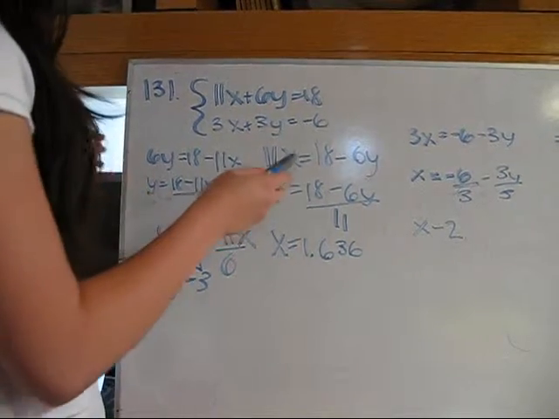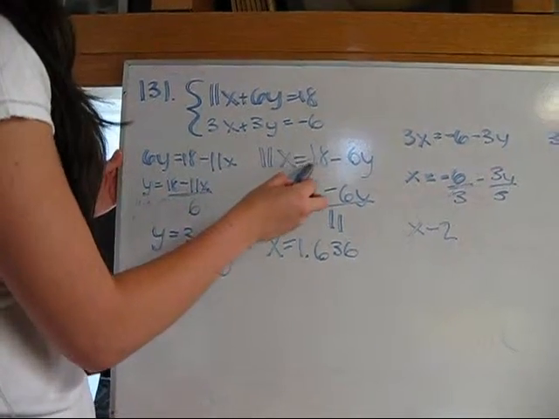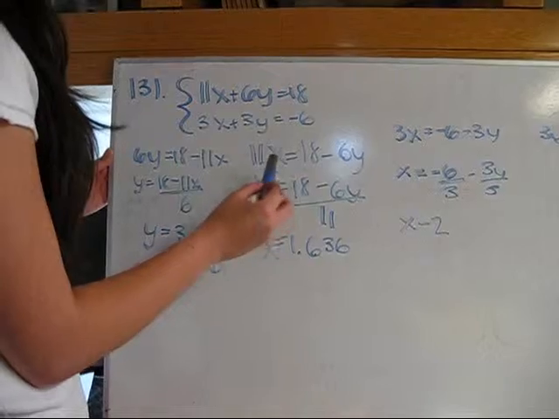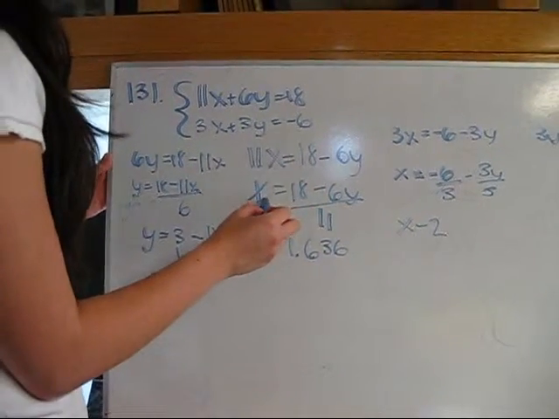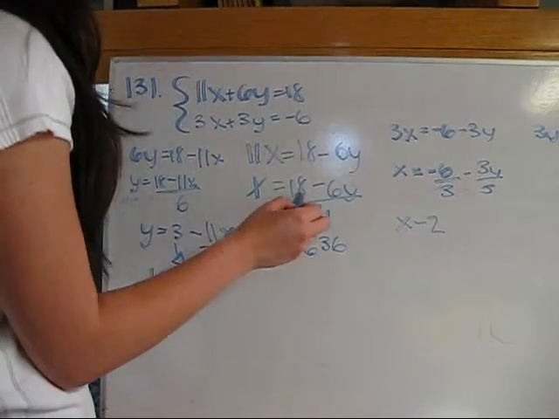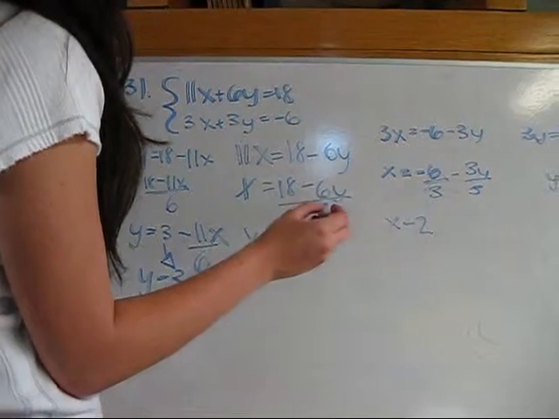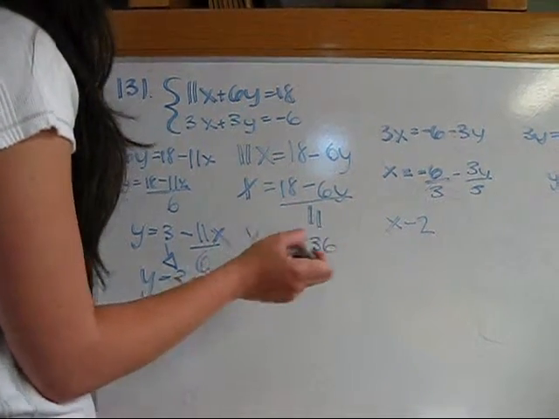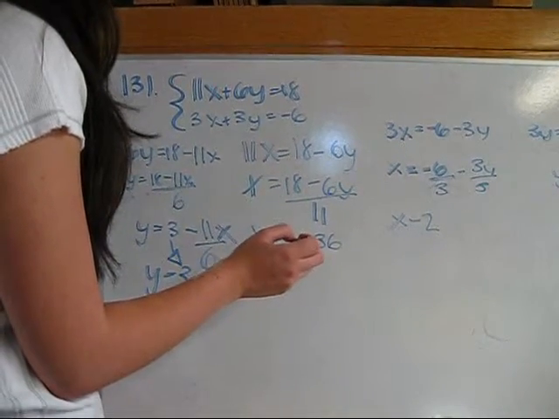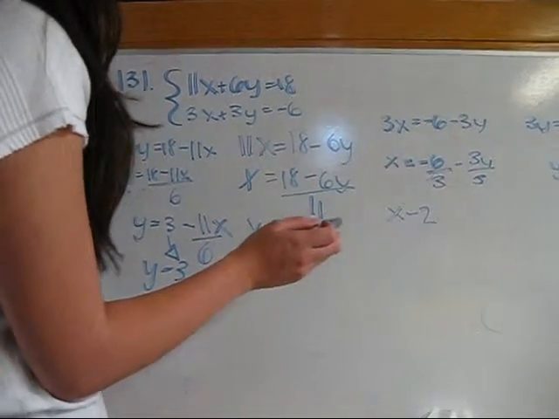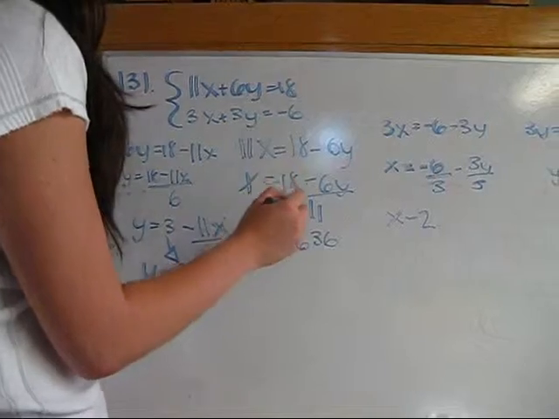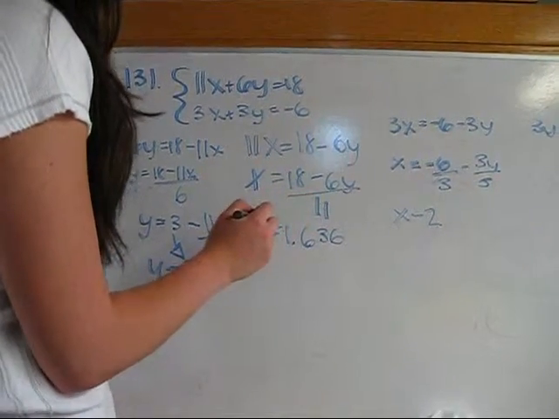Then here we have 11x equals 18 minus 6y, and you pass the 11 down, so x equals 18 minus 6y divided by 11, and then you have x equals 1.636, because you divided these two to get the x.